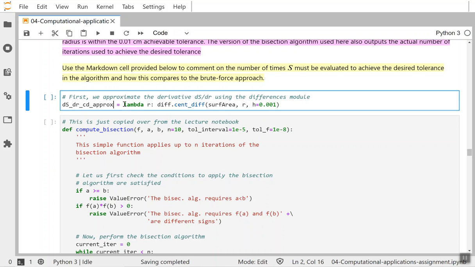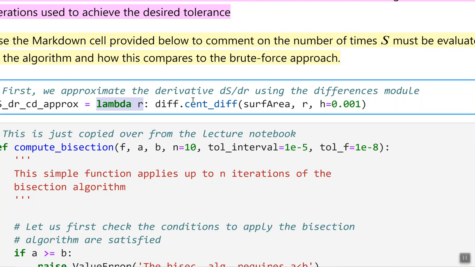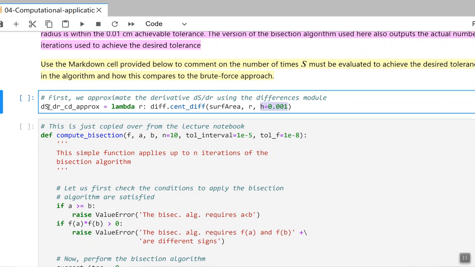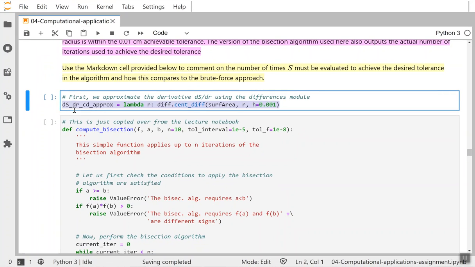So notice here, I use a lambda function where I'm using R as the input to the lambda function, and then this is how I approximate the derivative of the surface area function as a function of R with that step size h of 0.001. So now I can just evaluate this as a function of R, and it will call the center difference approximation to the surface area function with the value of R I've passed to it. So this is a very clean and slick way to use the differences operator to approximate derivatives.